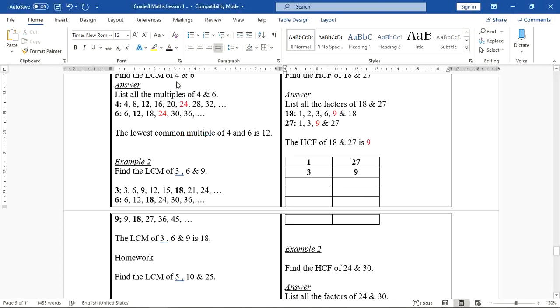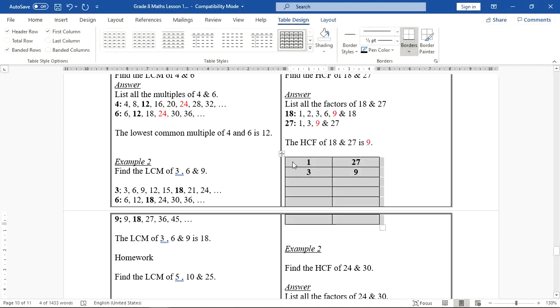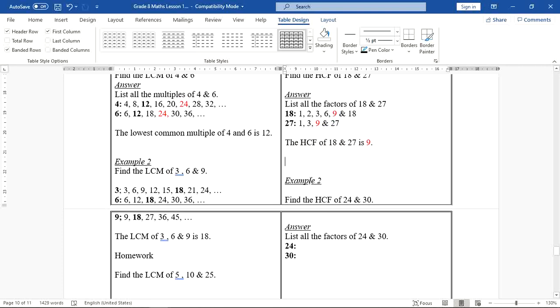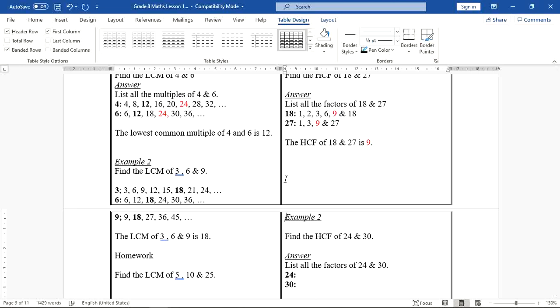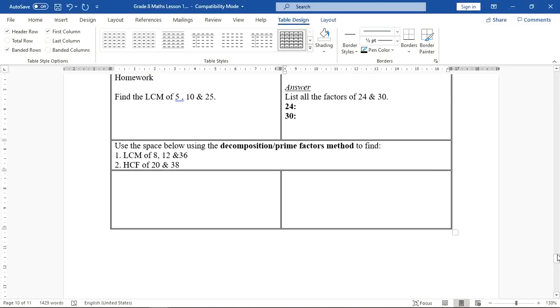All right. So this method is listing the factors. I'm going to teach you another method called the decomposition method, like what we did with the multiples. Okay, let's go to the second example. Now, in the second example, if you can just allow me to copy this table because we are going to need it. Cut. Nice. Example number 2. In example number 2, we want to find the highest common factor of 24 and 30.